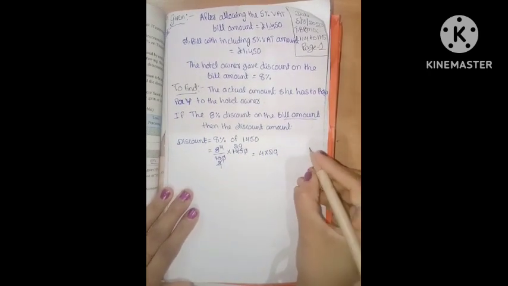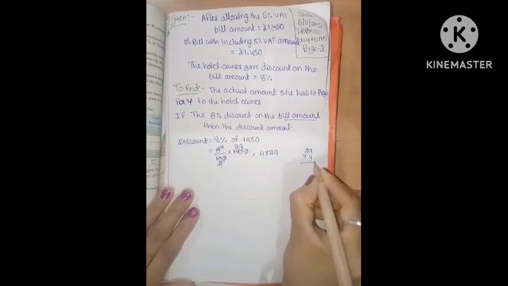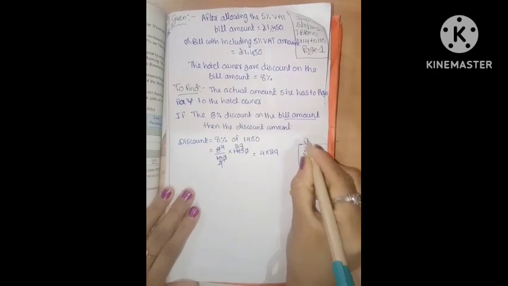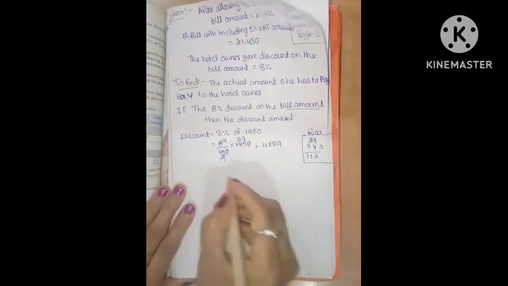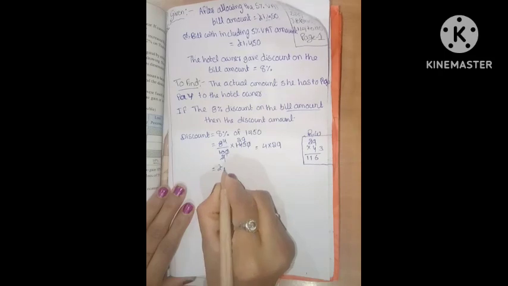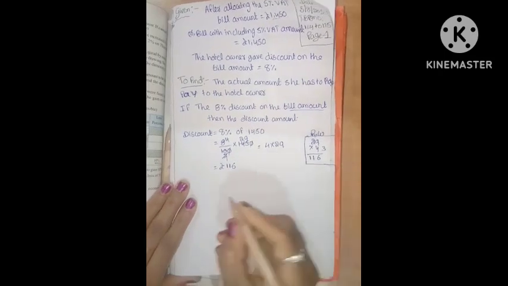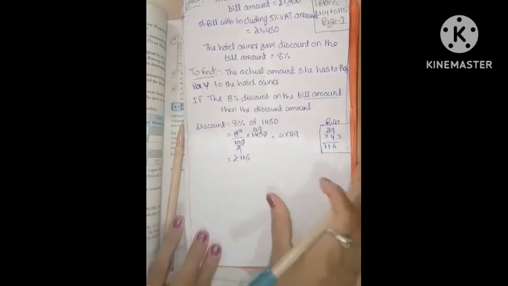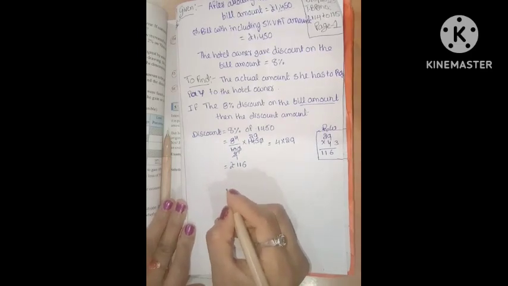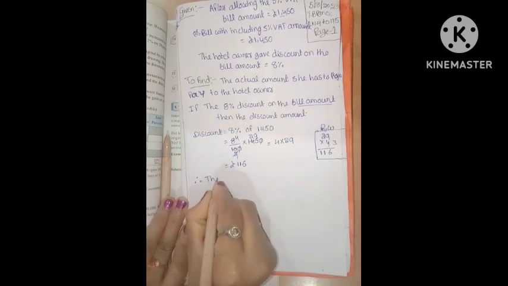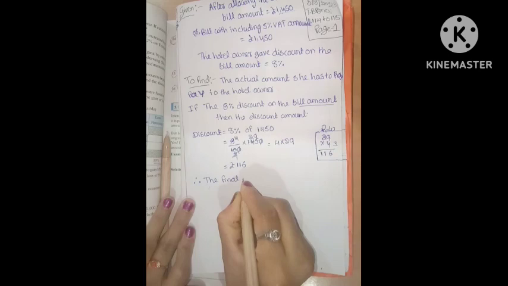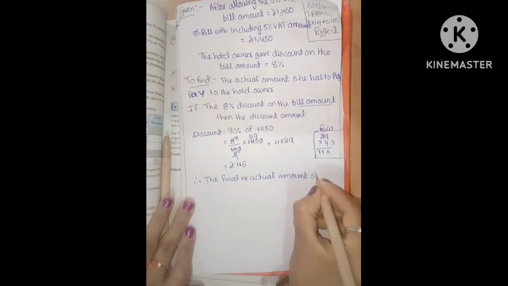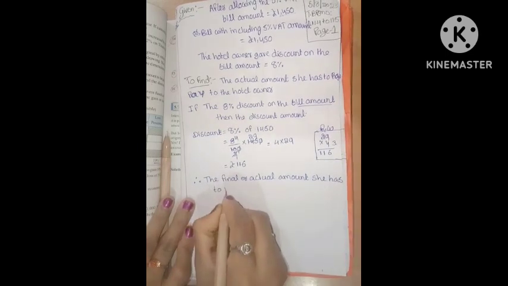Multiplication of these two terms, how much value will we get? I am doing the rough calculation. 29 × 4: 4 9s are 36, 4 2s are 8, 8 + 3 is 11. This is the rough work. So the multiplication of these two terms gives 116. This is the discount amount. If there is 8% discount on the bill amount, then the discount amount is this only. Next, the actual or final amount she has to pay to the hotel owner.